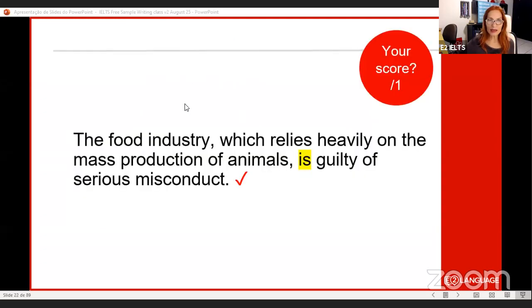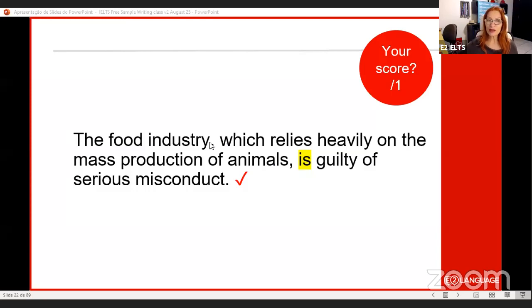No, the comma is okay here. There's no problem with the comma. It's the verb. So this sentence, which relies heavily on mass production of animals, would be what we call a non-defining clause. That's a little bit, for those of you who study grammar.